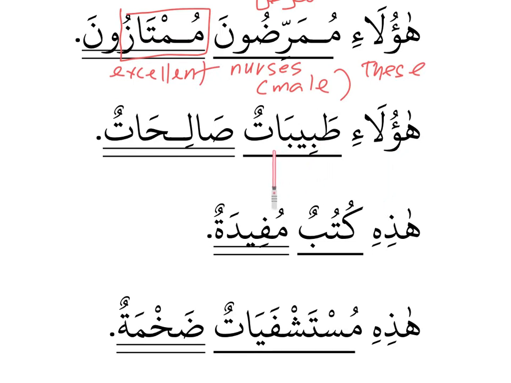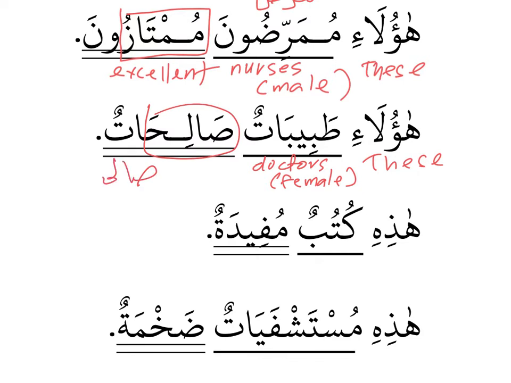Haula'i tabibatun salihatun. Haula'i, these, tabibat, these are doctors, female doctors. So this time it is female because of the alif and ta. Yeah, this is the sign of the female, and at the same time this is a plural word. Now you want to add an adjective. What is the adjective? The adjective is from this word saleh. Saleh, that means good.